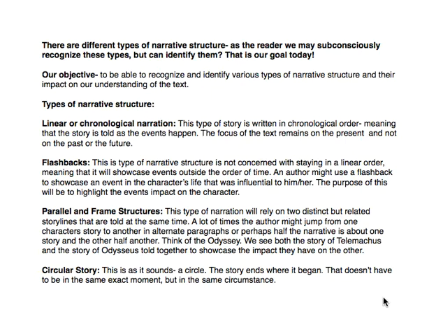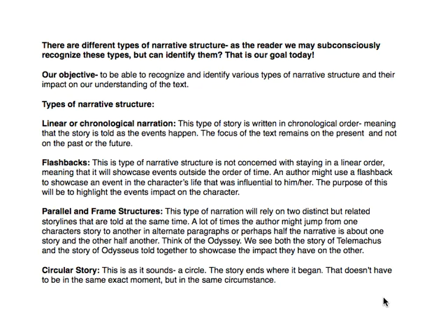The third type is parallel and frame structures. This is when we have 2 different stories being told basically at the same time. A lot of times the author might alternate chapters, I wrote paragraphs in there, didn't I? I guess my brain is in a different place. You're going to alternate chapters between one character and the other.